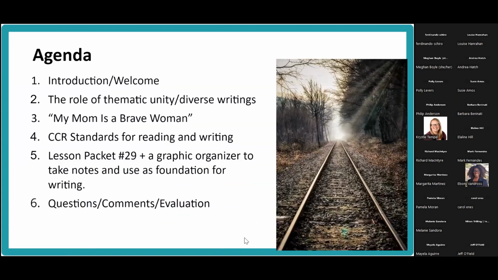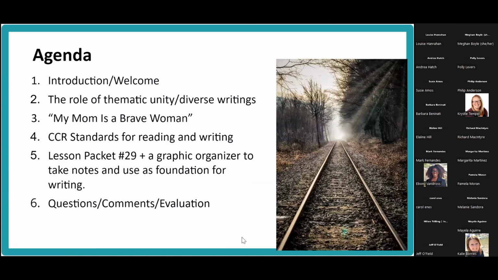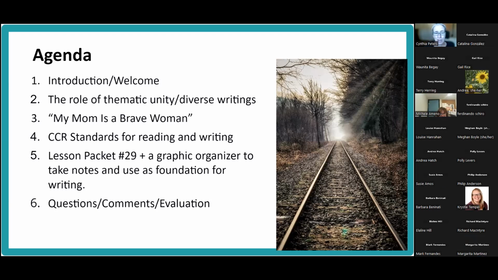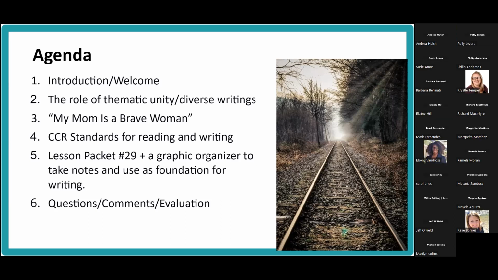What we're going to do today is look at the role of thematic unity in diverse writings and why that could be helpful in the adult ed classroom. We're going to look specifically at a Change Agent article in Google Slide format called "My Mom is a Brave Woman." I want to share some of the ways that our content is aligned to the college and career readiness standards for reading and writing. Then we're going to do a deeper dive into a lesson packet that includes a graphic organizer, and we're going to make this into an interactive activity. So I'm hoping people will participate.